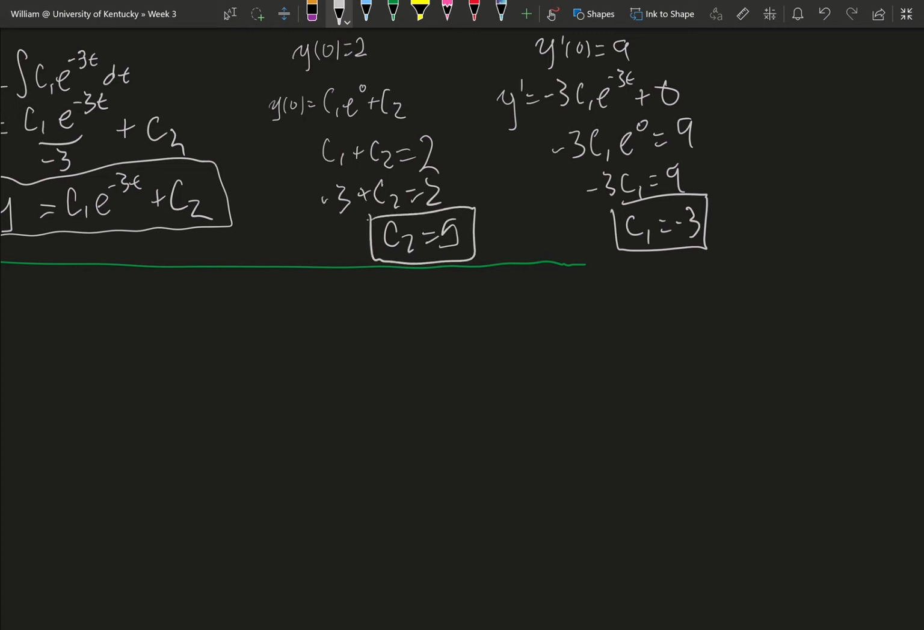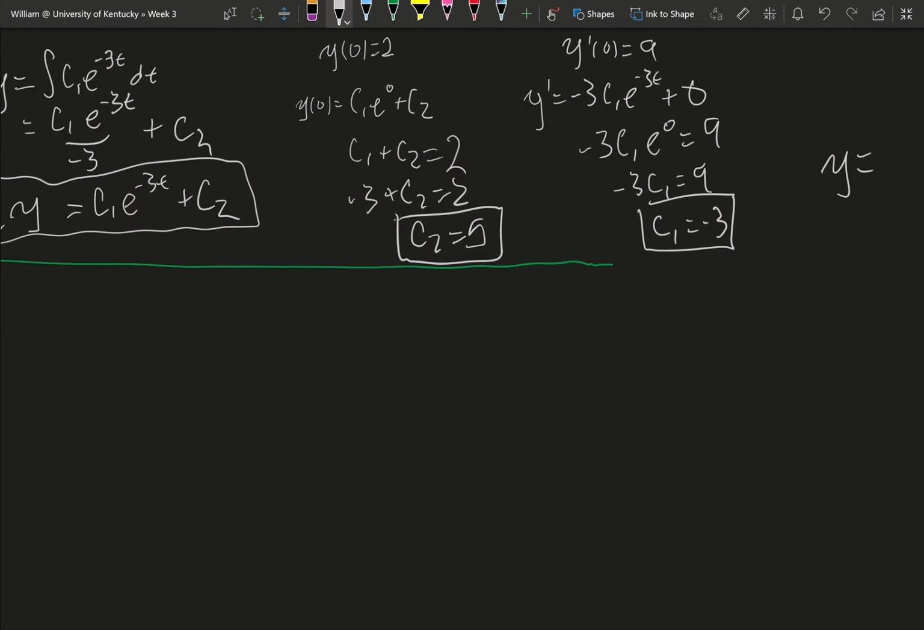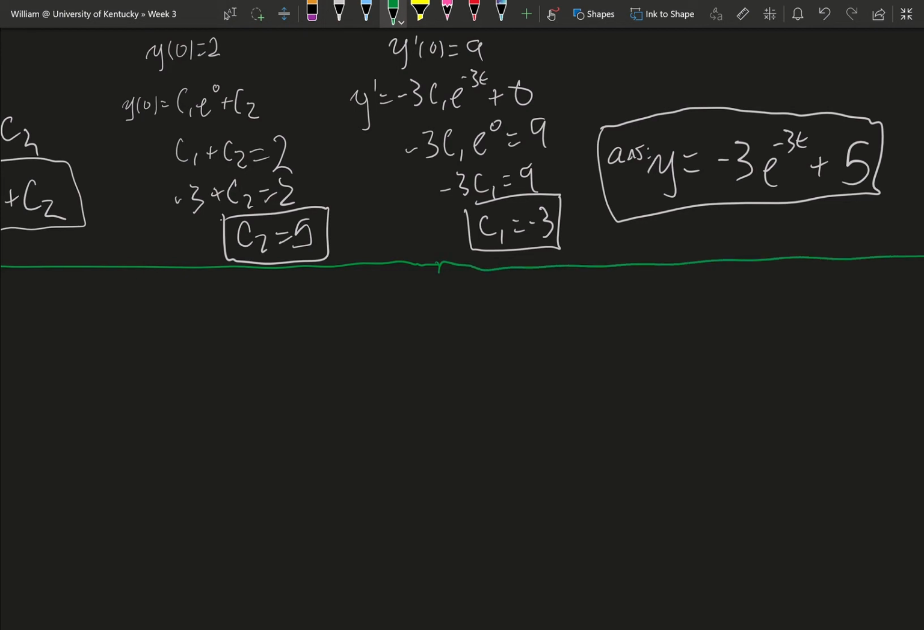Now remember, we're not done, we just have to plug it all in. So y is c1, which is negative 3, e to the negative 3t, plus c2, which is 5. And that is our answer. Hopefully that was pretty straightforward.